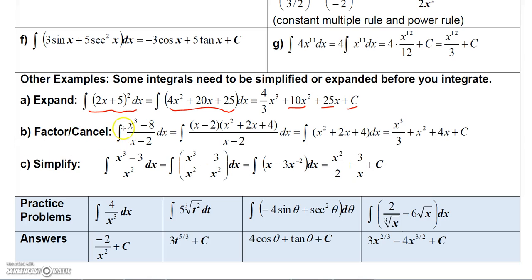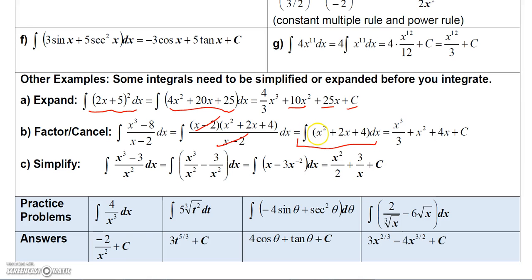Here I can actually factor. There's a formula for factoring difference of cubes. So actually x cubed minus 8 will factor into x minus 2 times x squared plus 2x plus 4. And then I can cancel x minus 2 over x minus 2. And then all I'm left with is that trinomial, and I can integrate that trinomial.